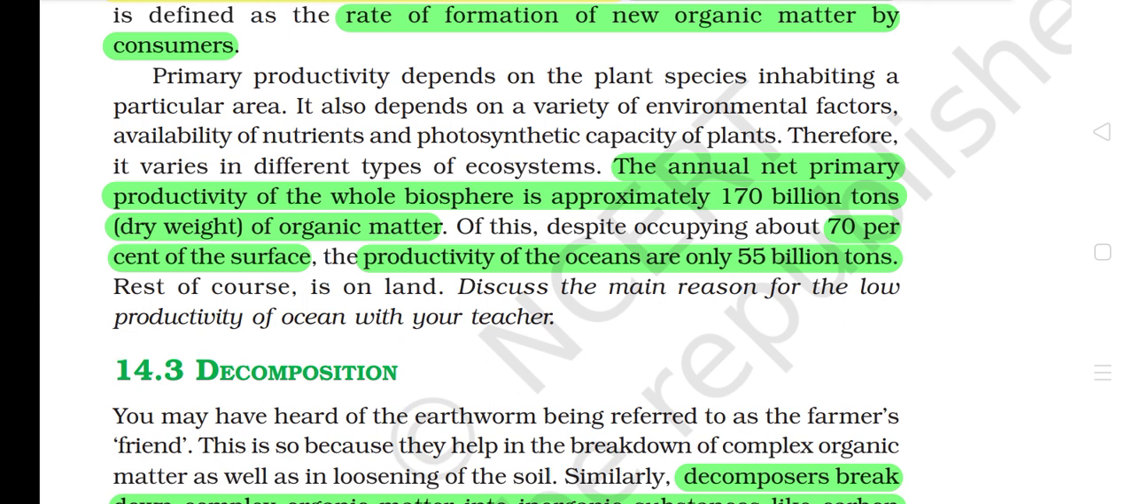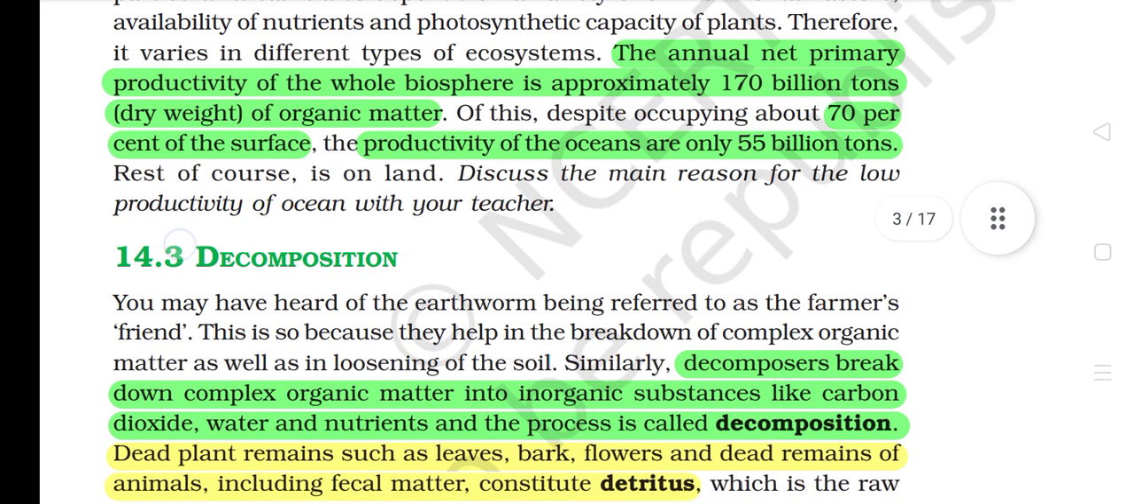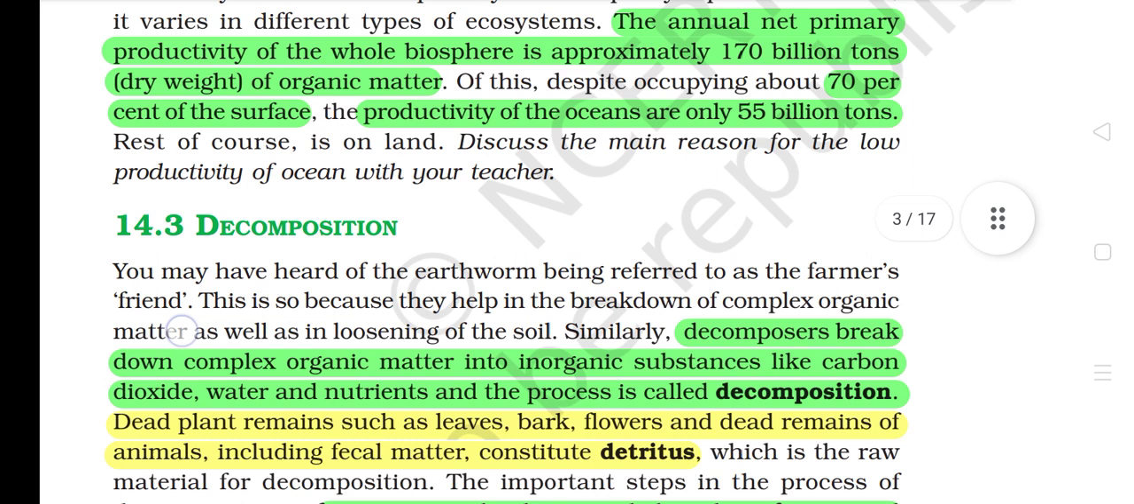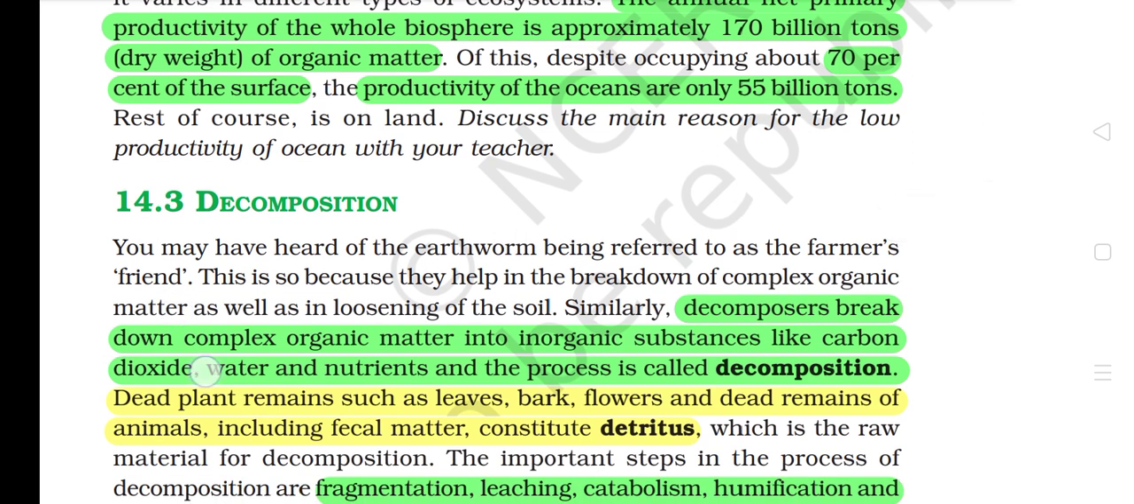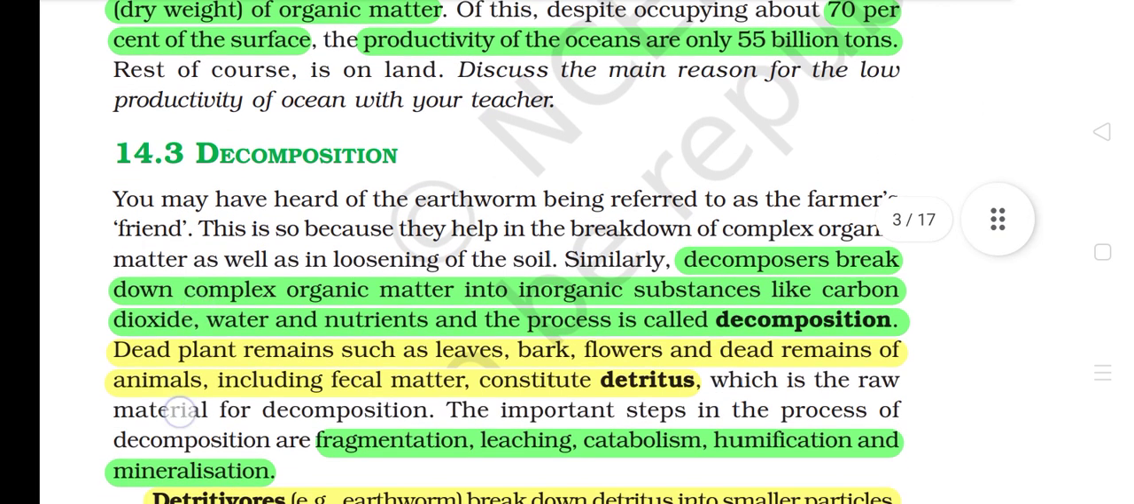The annual net primary productivity of the whole biosphere is approximately 170 billion tons dry weight of organic matter. Of this, despite occupying about 70% of the surface, the productivity of the oceans is only 55 billion tons. Rest, of course, is on land. Discuss the main reason for the low productivity of ocean with your teacher.